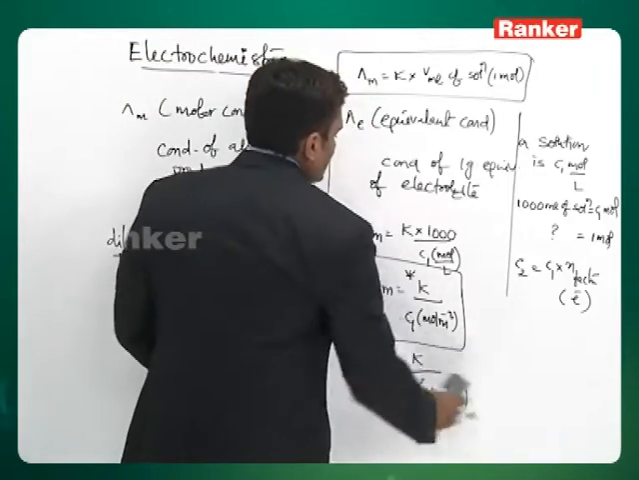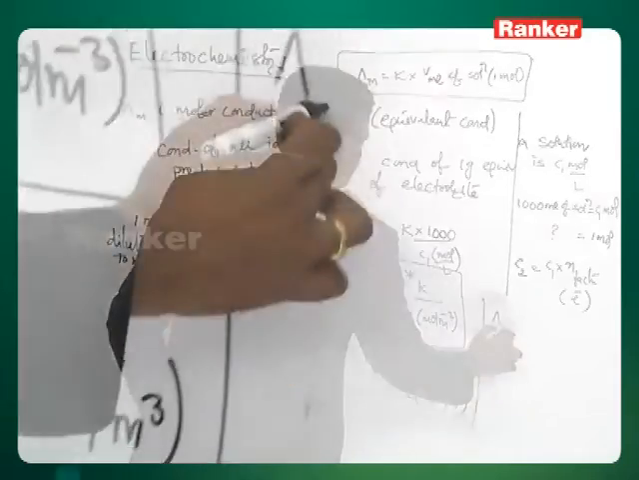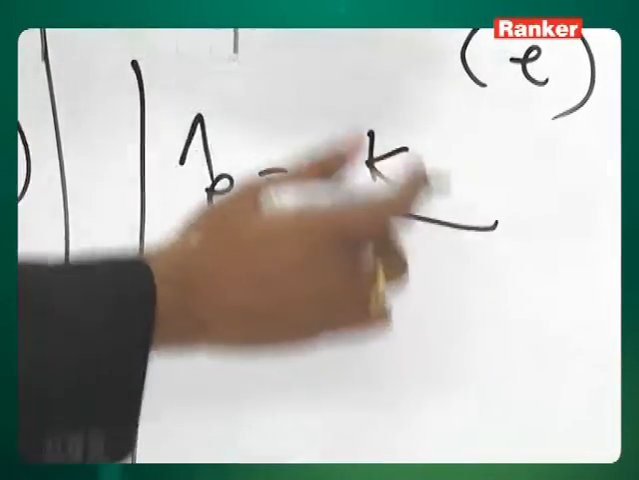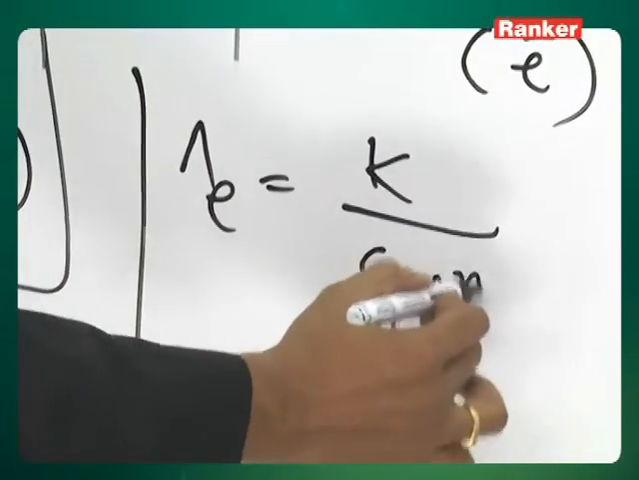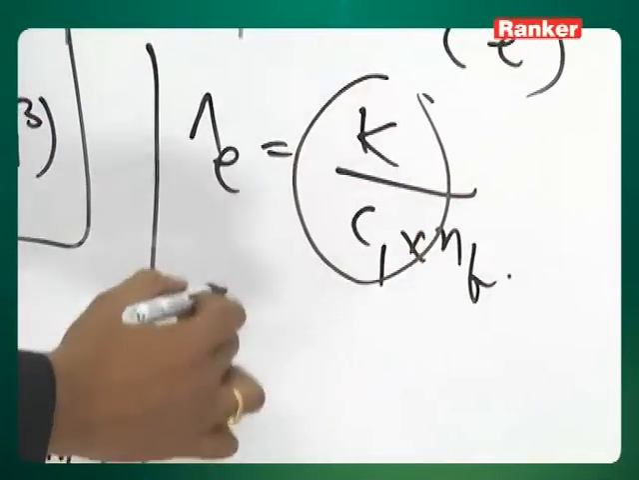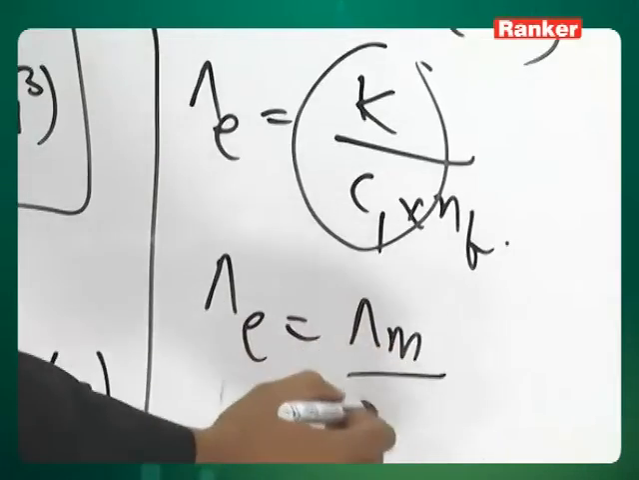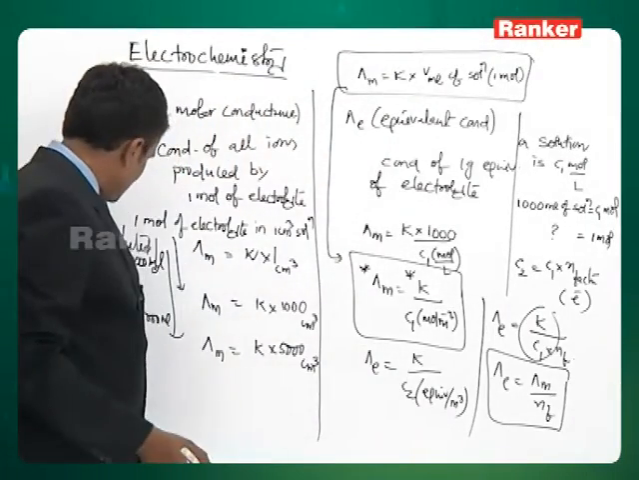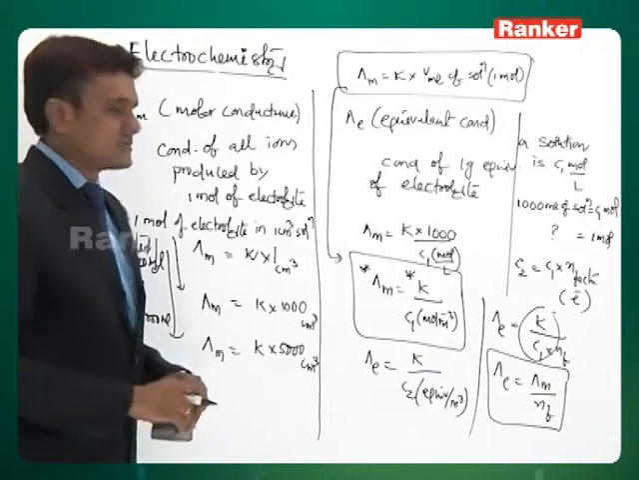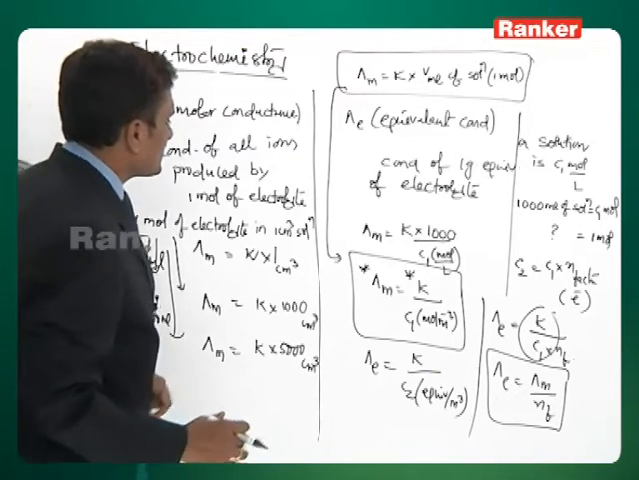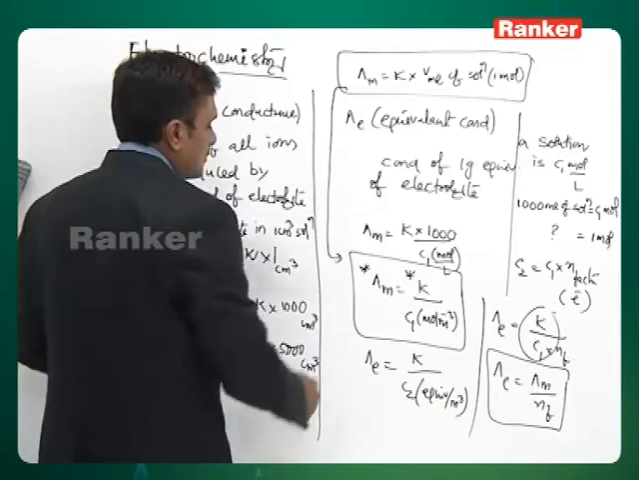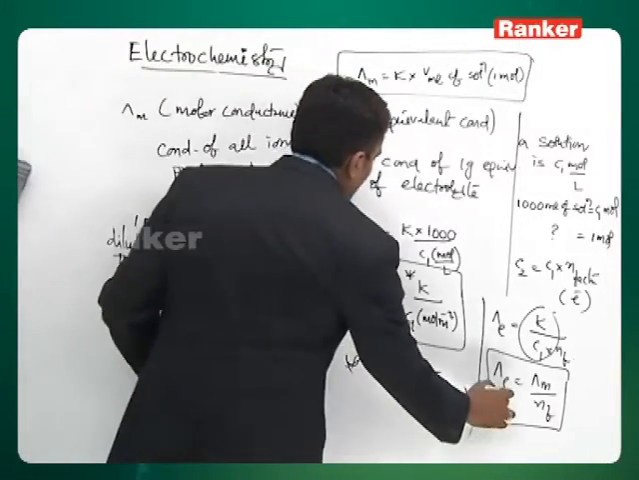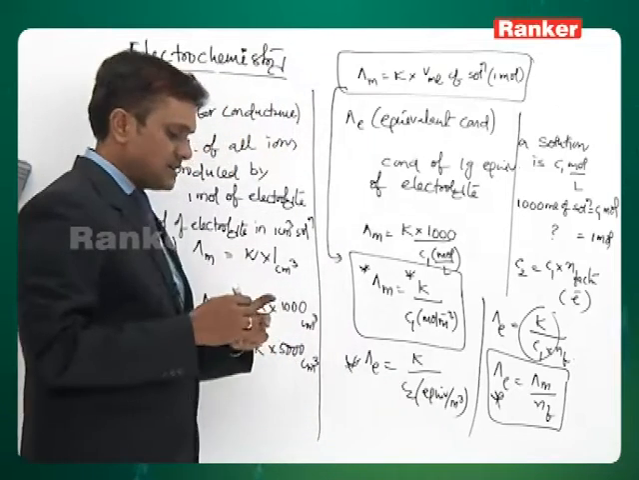So when I substitute that value, lambda E is equal to K, that is specific conductance, divided by C1 into n factor. You know that this term is lambda m divided by n factor. What is n factor here? The moles of electrons absorbed or released during the redox process. So here we have to focus on 3 relationships. One is lambda m and K, the other is lambda E and K, and the third and most important one is lambda E and lambda m.